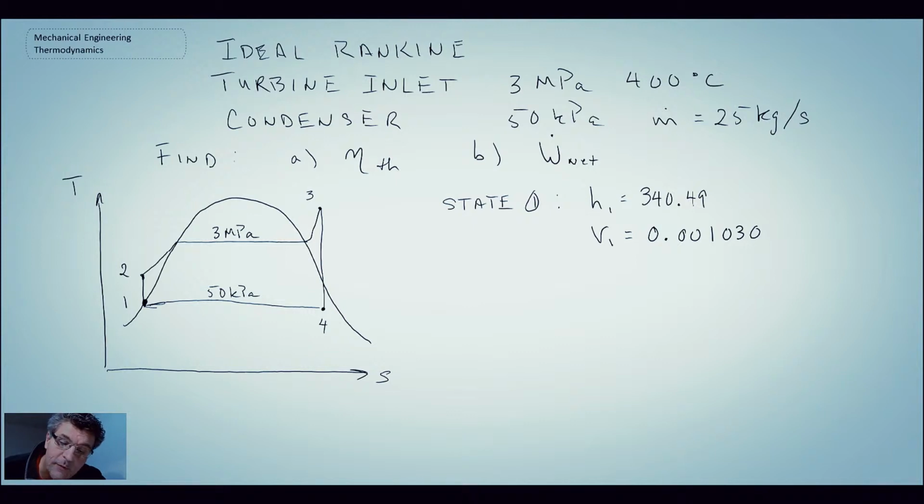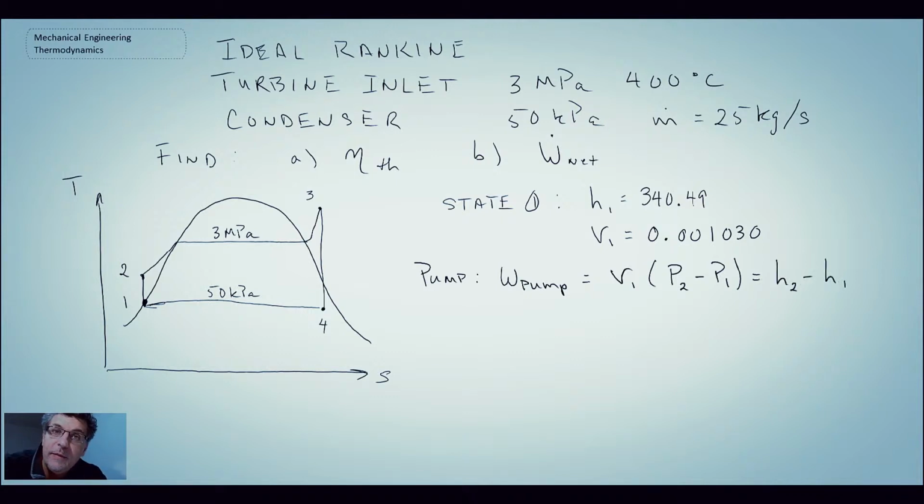Now, we have a pump which takes us from 1 to 2. At the initial state here, we have no idea how to estimate what state 2 is, but we'll be taking advantage of our reversible steady flow work equation, and that enables us to say the work in the pump is the specific volume at 1 multiplied by the change in pressure between state 2 and state 1, and that is equal to the change in enthalpy.